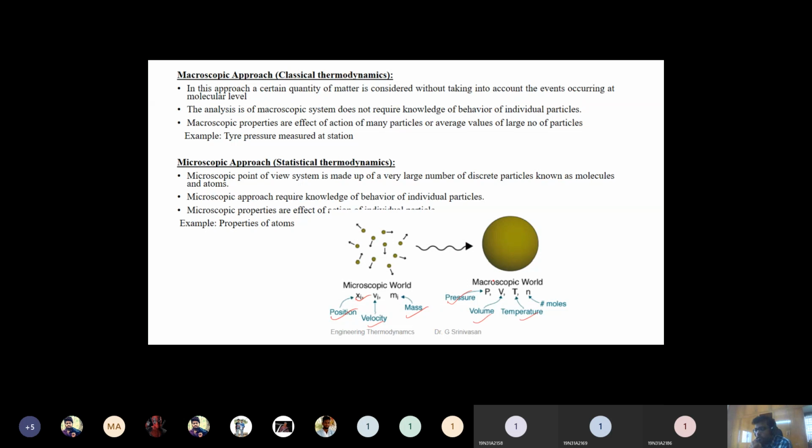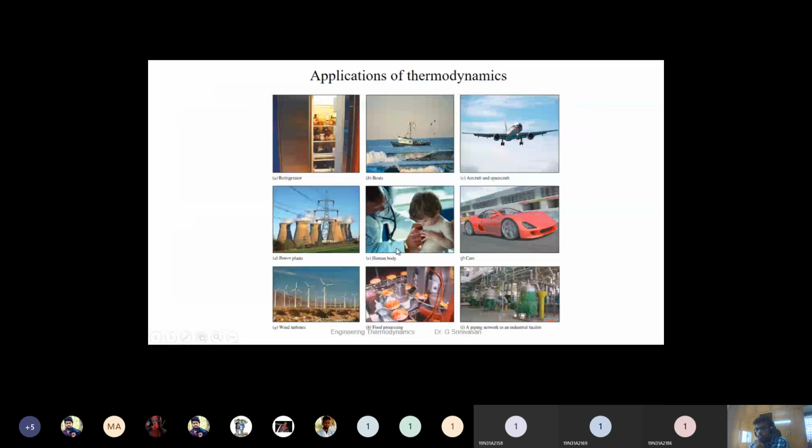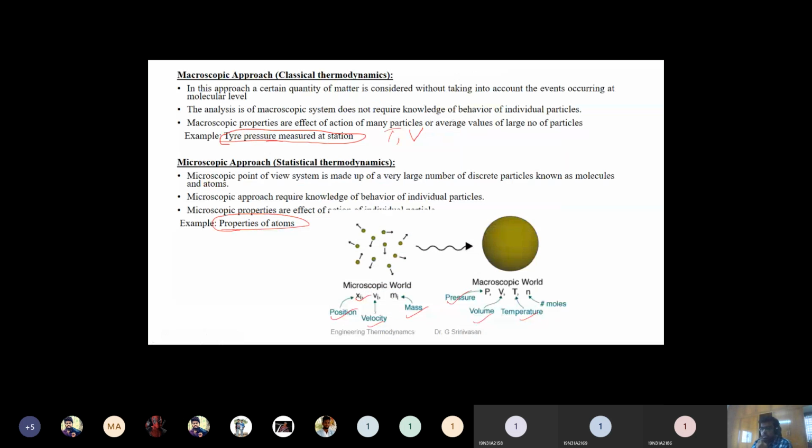In macroscopic, the best example is tire pressure. Measuring tire pressure is a macroscopic reading, or else body temperature. So temperature is also a macroscopic approach. You can measure any property of a system, or you can look at volume also. Volume is of the system together. And in microscopic, obviously we are looking at individual particles. One example is the property of atoms. If you are a nuclear scientist, we are looking at the fission process, or else a fusion process. Mostly in nuclear physics we are dealing with the fission process, so uranium.